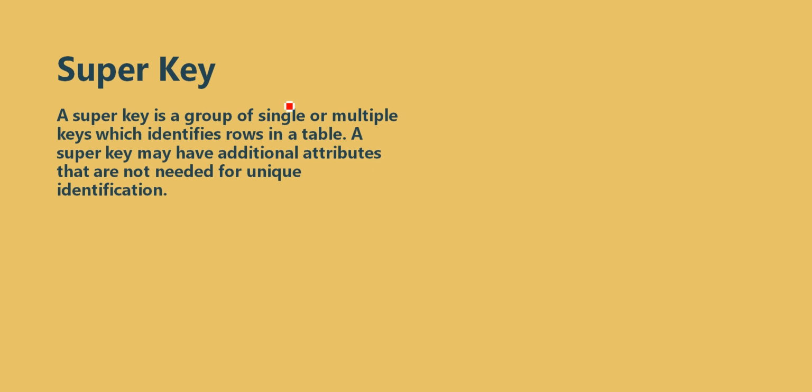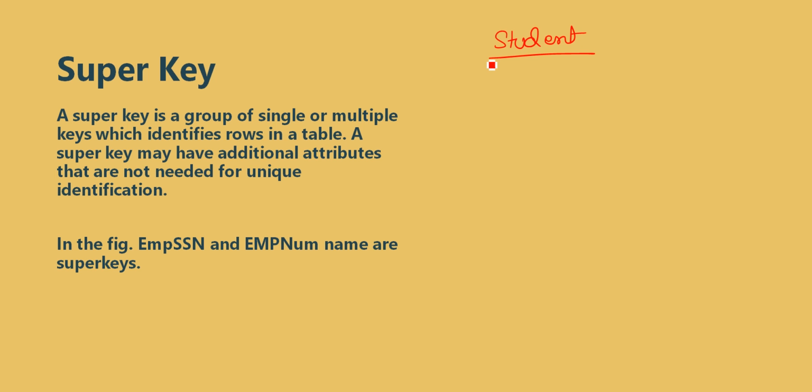What is a super key? A super key is a group of single or multiple keys which identifies rows in a table. A super key may have additional attributes that are not needed for unique identification. What does this mean? We do not understand from the definition alone. We need an example. Let's say this is my student table. We have columns: student ID, name, roll number, and let's say address.